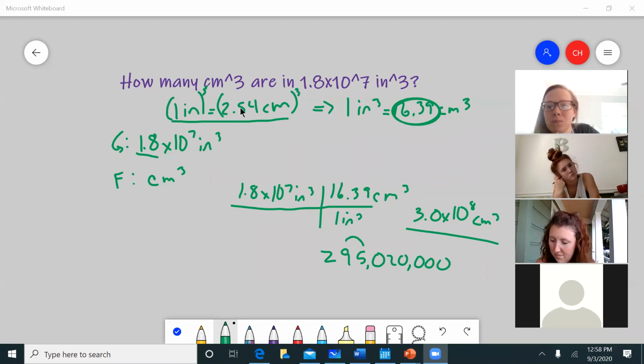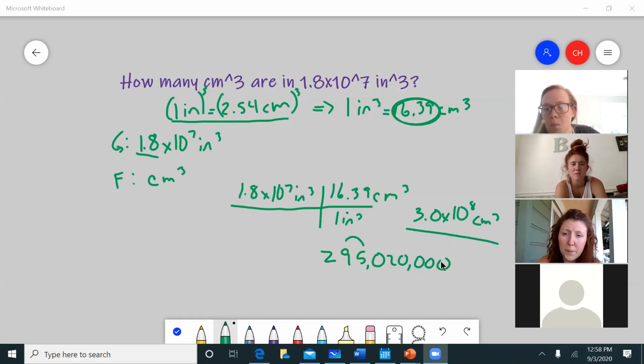Could you go over how you got that number? The number that was the answer before you put it into the exponents and all of that. How did you get 3.0 times 10 to the 8th, I think is what she's asking. Yeah, that's what I'm asking. How did I get this?